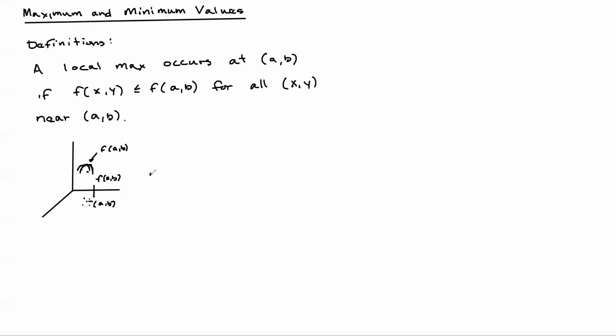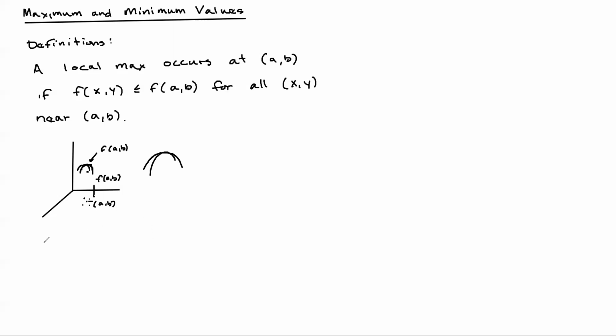I could draw it bigger over here and it would maybe make more sense. So you've got that shape in the x direction, and you've got that shape in the y direction, and so you get a mini peak. Okay, so that's a local max. That's our definition for a local max, that it occurs at (a, b) if all the outputs for f(x, y) are smaller than the output for f(a, b) for all points (x, y) near (a, b).